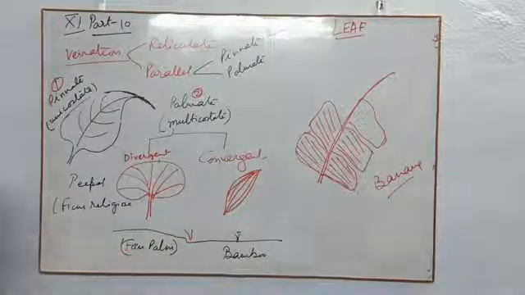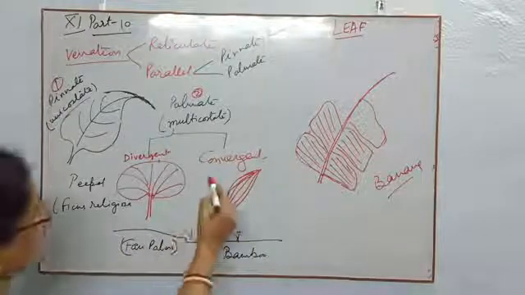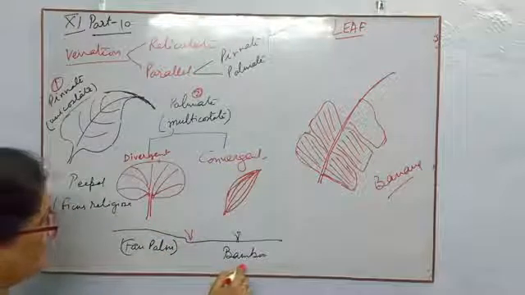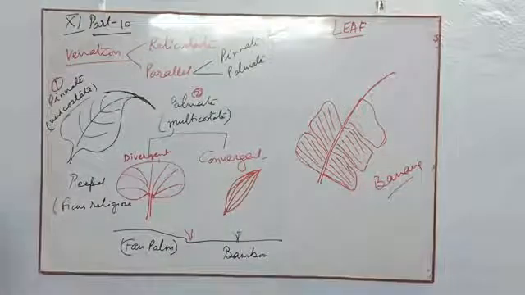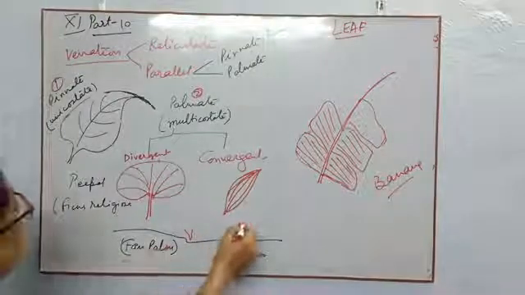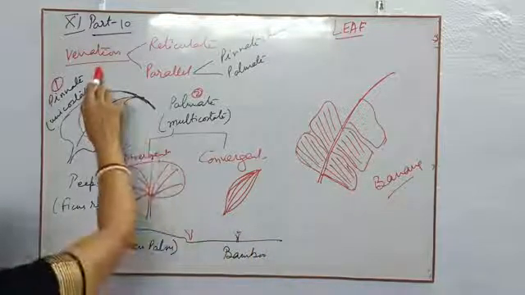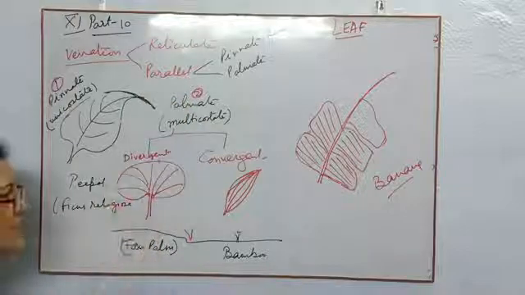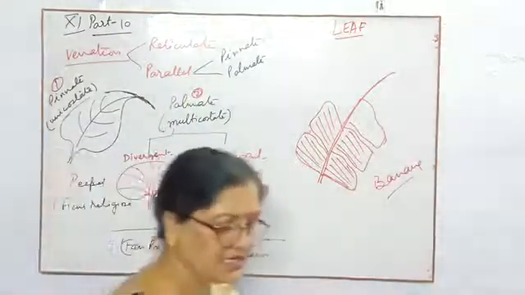I think everyone has seen the fan palm we use in the summer season when there is no light. And this is the convergent, again like the same. An example is bamboo. You have seen bamboo leaves in your home and outside also. They also have parallel venation. So these are the types of venation: reticulate, parallel, and these are the types: unipinnate, multicostate, convergent, divergent.